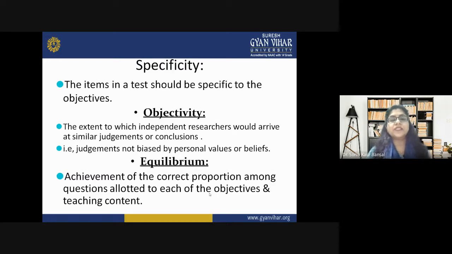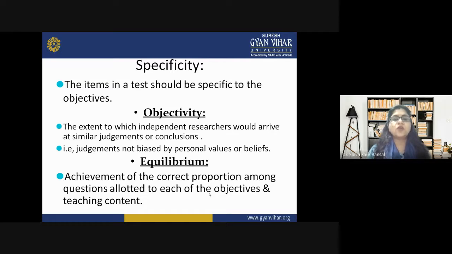Then specificity. That is particularity. The items in a test should be specific to the objectives. What are the objectives of that test? What do you want to measure? What is your research question? So it should be very, very clear from the point of view of testing. So specificity must be clear whenever you are testing.